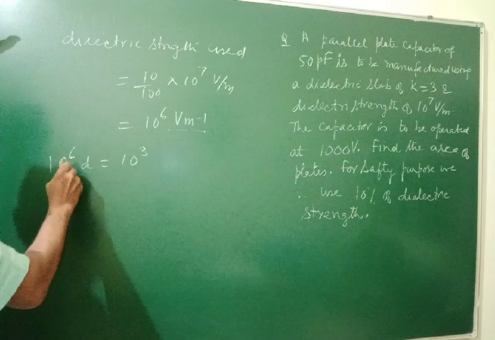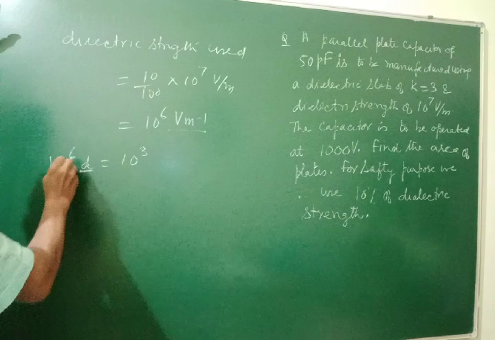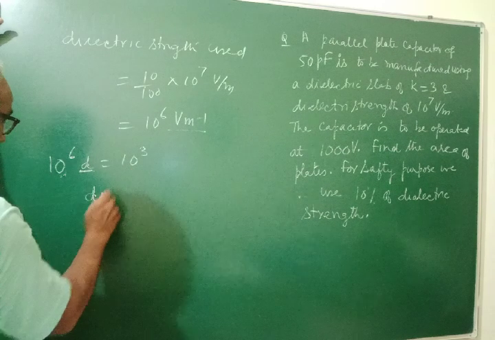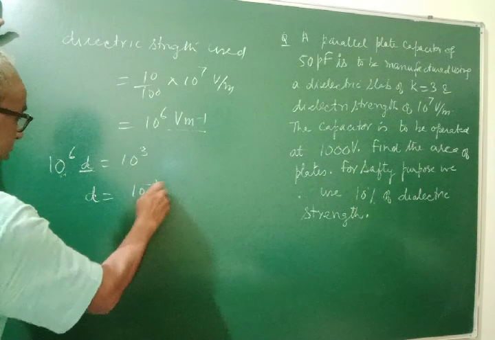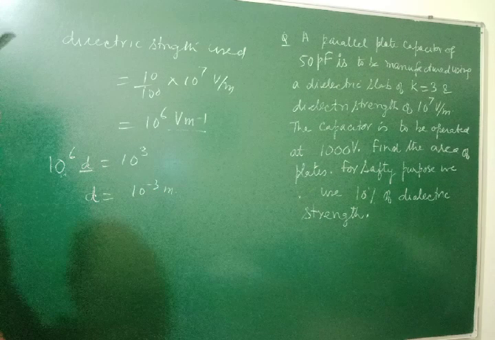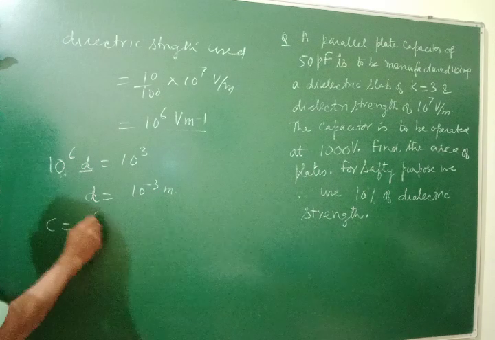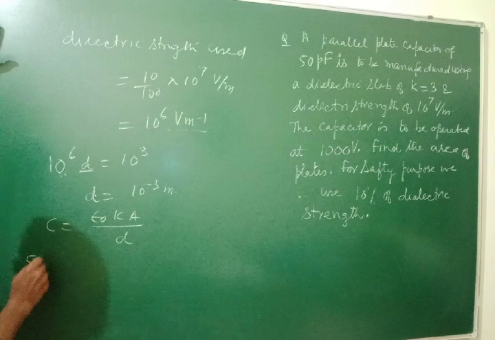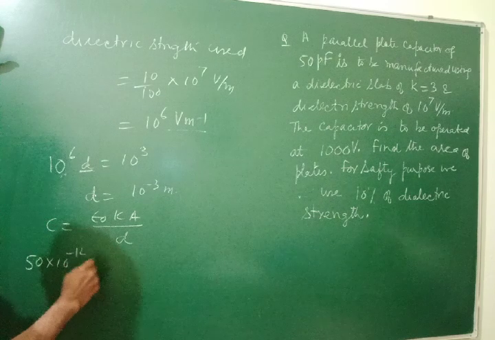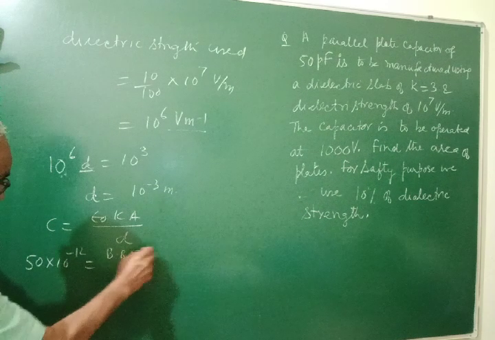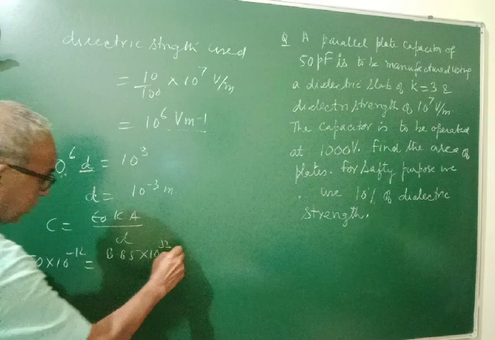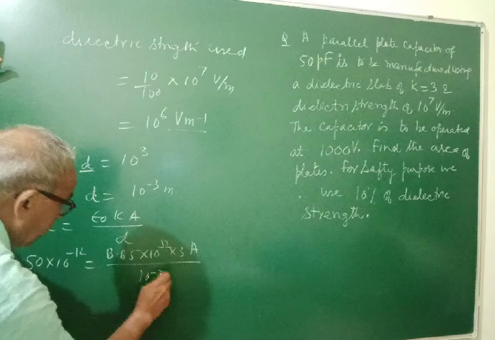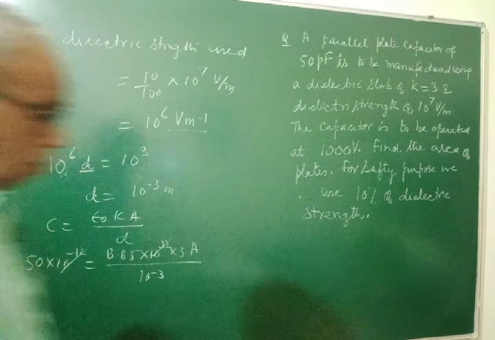So the thickness of the slab is 10 to the power minus 3 meter, meaning 1 millimeter. And therefore C equals epsilon 0 K A upon D. So C is 50 into 10 to the power minus 12, epsilon 0 is 8.85 into 10 to the power minus 12, K is 3, area A is to be determined, and D is 10 to the power minus 3. So this power cancels.